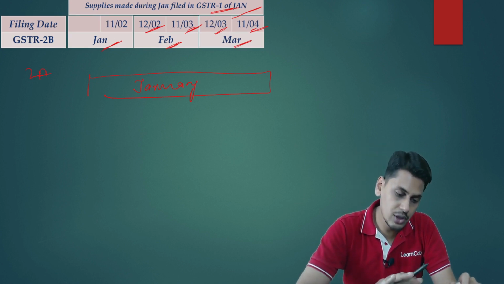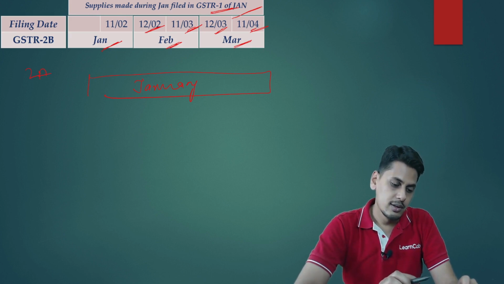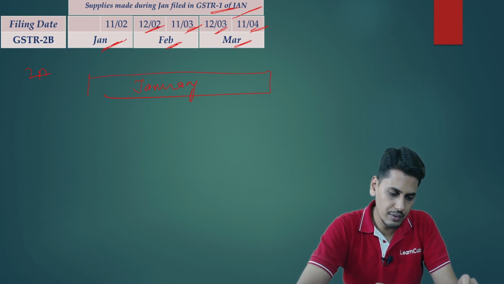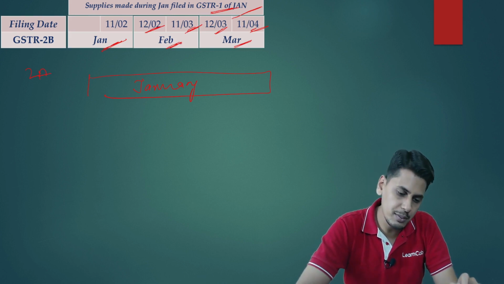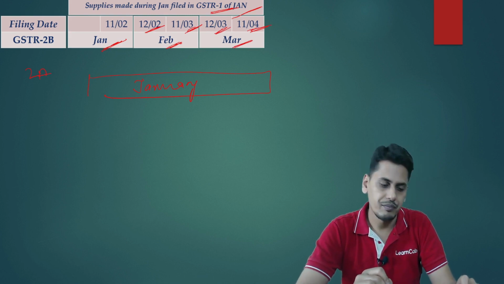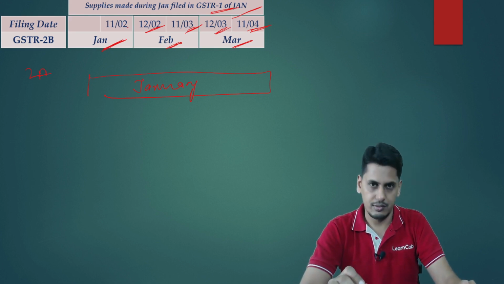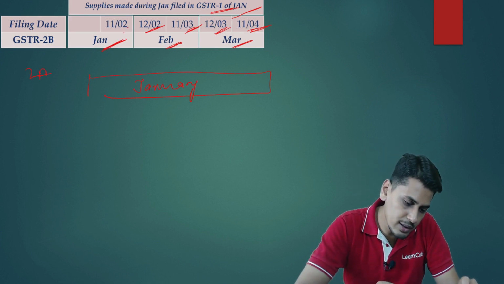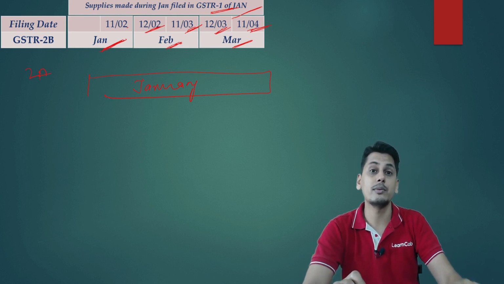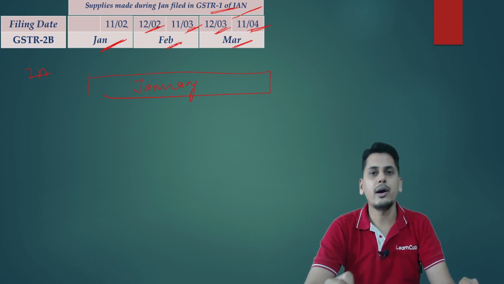So friends, I am sure you are able to follow this. We have already seen this, we are just revising it. So friends, if it is filed between this particular window, it appears in February. If it is filed between this particular window, it appears in March. Now friends, can you please tell me, for the month of January, we have written the ending point. That means if it is filed by 11th of February, it would appear in Jan month's GSTR-2B. But what should be the starting point?